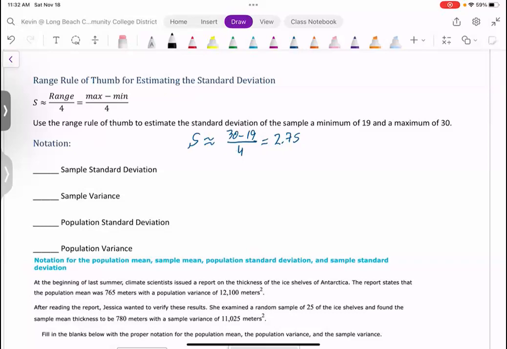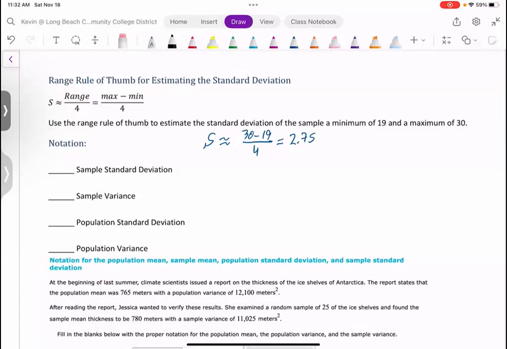All right, so some notation that we need to keep an eye on is capital S is the sample standard deviation. The sample variance is the same capital S, but squared. Population standard deviation is sigma. It's a Greek letter, lowercase s. Population variance is sigma squared. Some more notation that isn't here is x bar is the sample mean, and mu is the population mean.